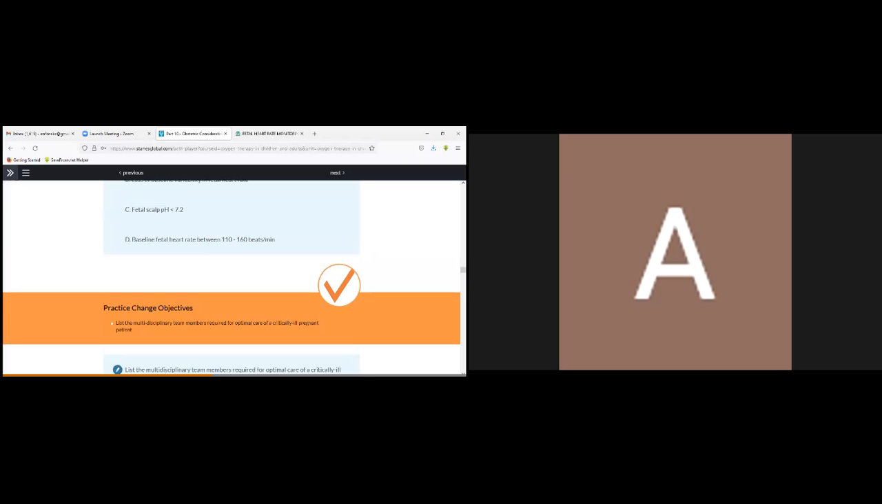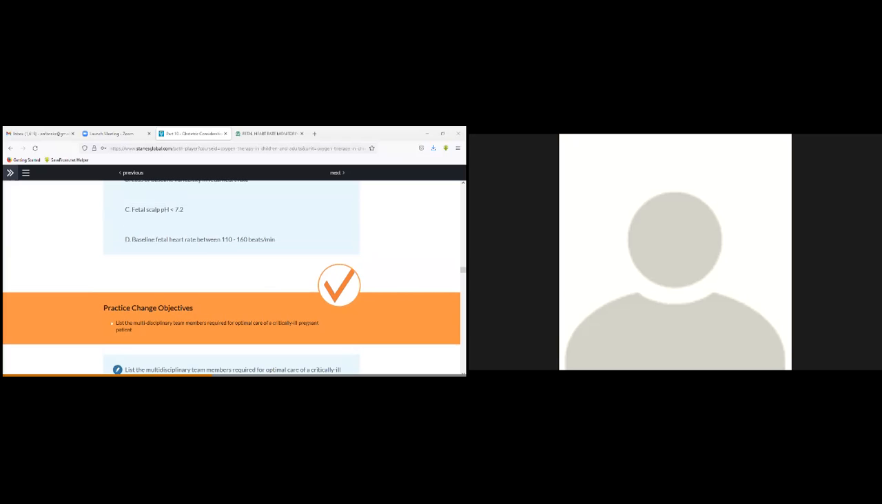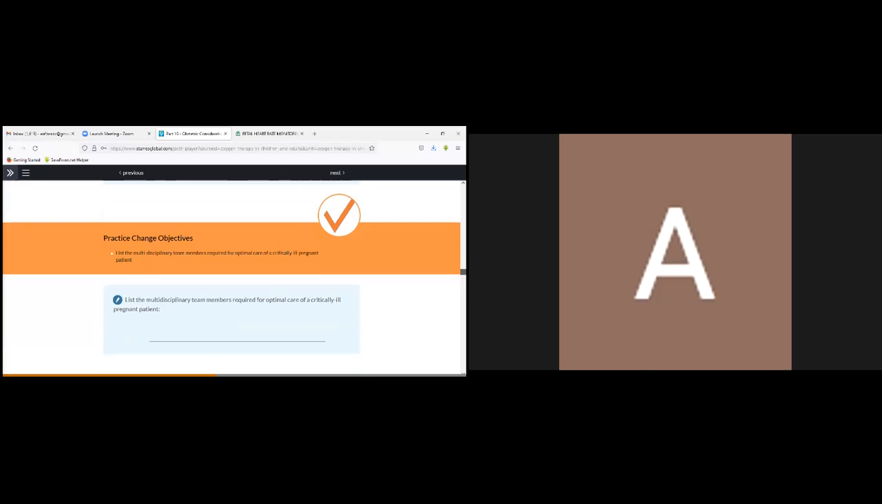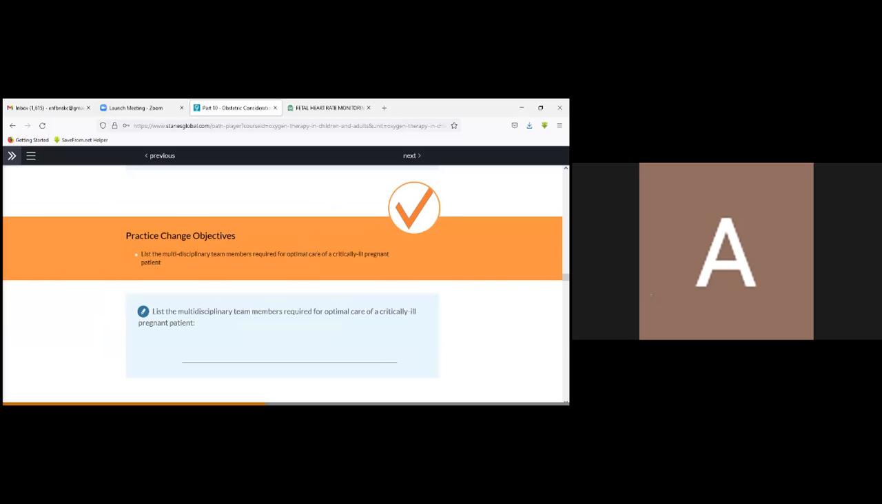So here, we need to also look at what is the role of our multidisciplinary team members required in the management of this case. So can I call on Dr. Embu? You've been waiting patiently. Take us through this section and see what we need to learn on this practice change objectives in terms of the multidisciplinary team.